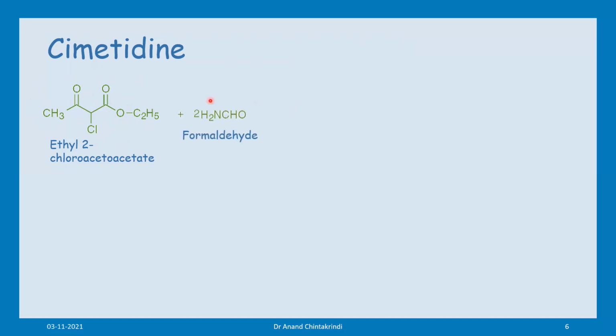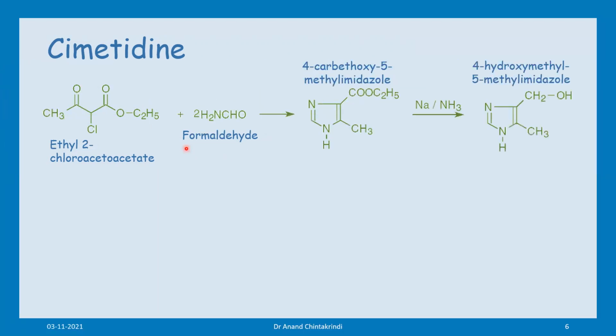When you react this with 2 moles of formaldehyde, you get the formation of this imidazole ring. When you reduce this with soda and liquid ammonia, the ester group is reduced to the primary alcohol. So this is a reduction step.